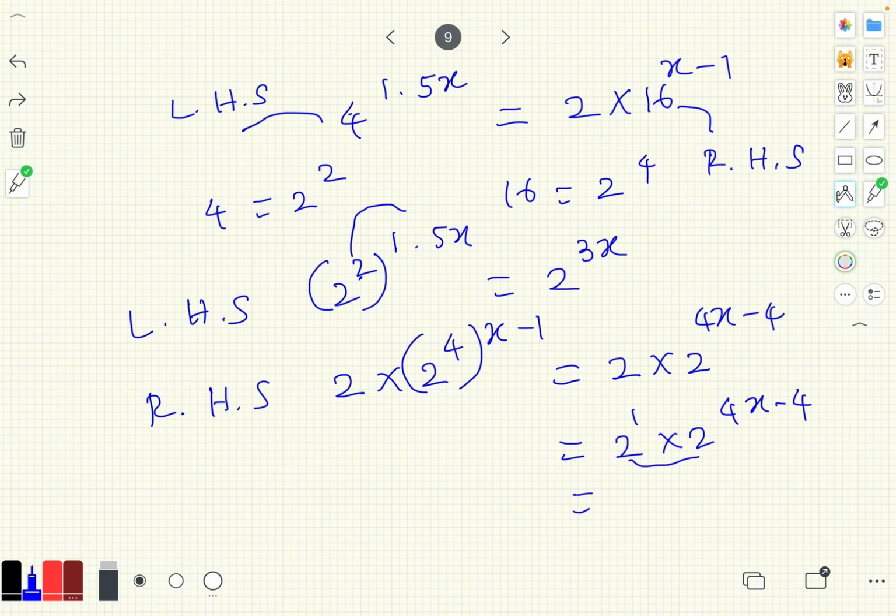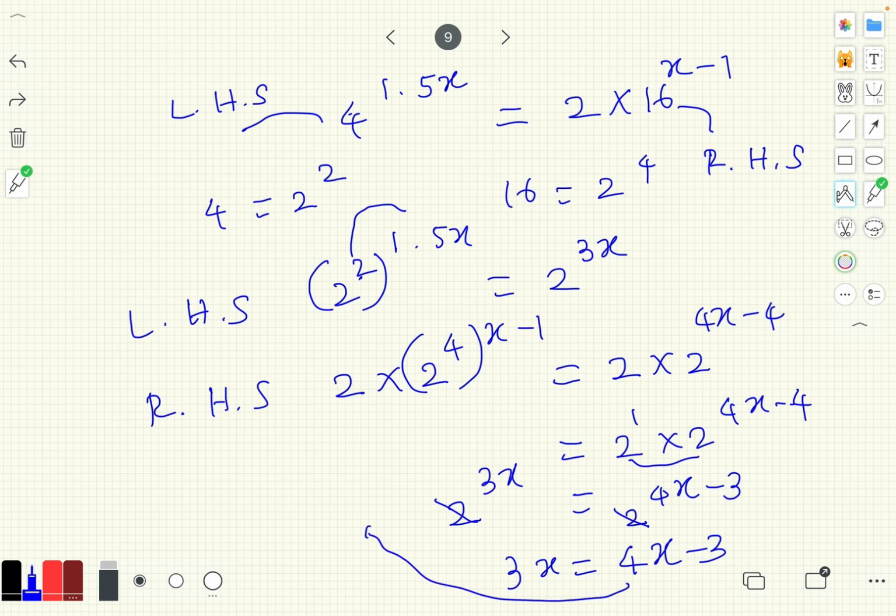When the bases are identical, when you are multiplying, the powers can be added. So 2 to the 4x, 1 minus 4 is minus 3, and the left hand side is 2 to the 3x. When the bases are identical, the powers must be equal. So 3x is equal to 4x minus 3. So if you solve it, you can write x is equal to 3. Is this clear?